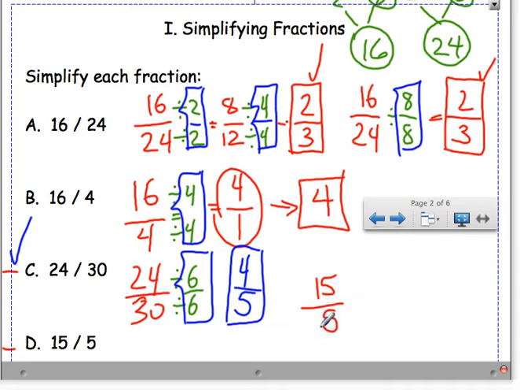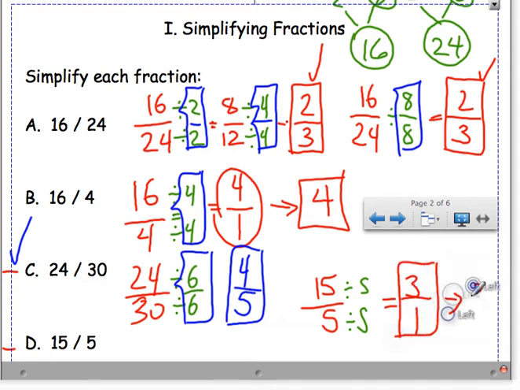15/5, you know that 5 is going to go into 15 3 times. But again, if you wanted to use that method, you could, and divide by 5, divide by 5. If you do that, 15 goes into 5 3 times, 5 goes into 5 one time. 3 over 1. Hopefully you wrote that that's the same thing as 3. Either answer is correct, but I think to be completely simplified, we would have just written this as 3.